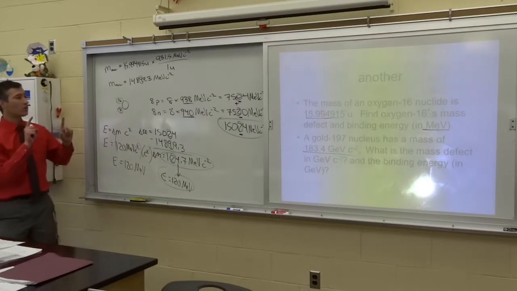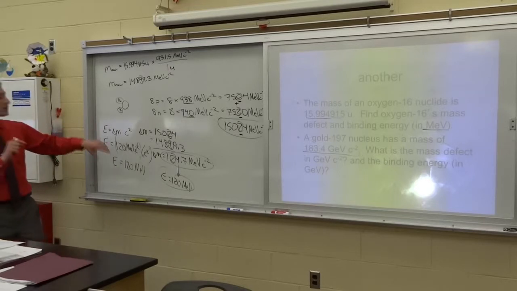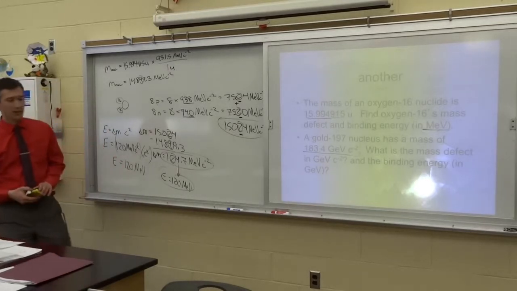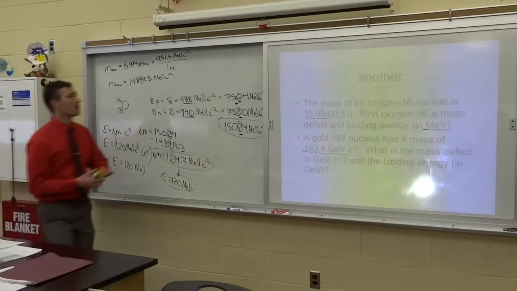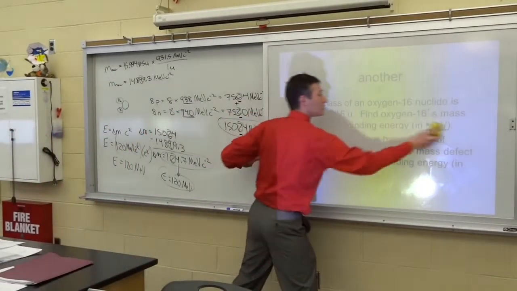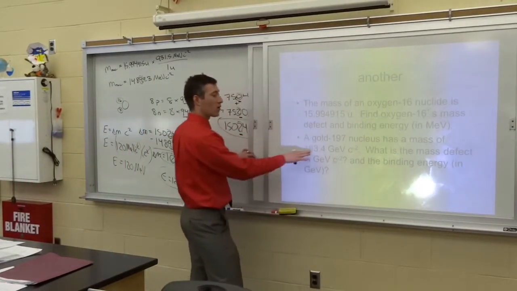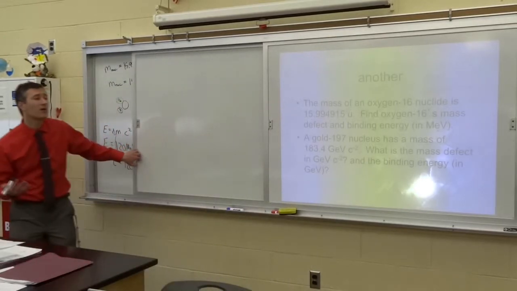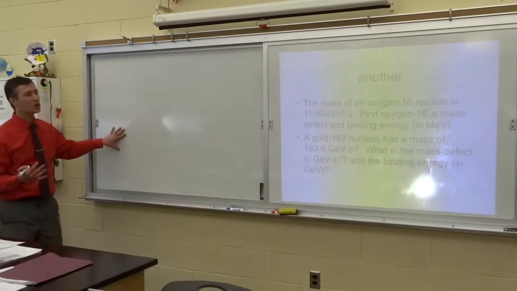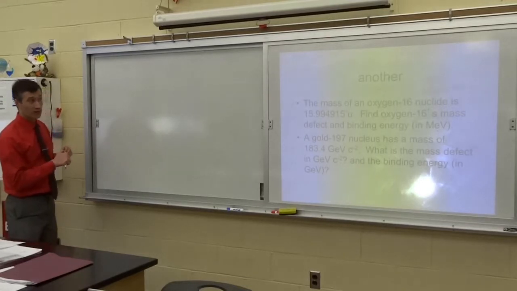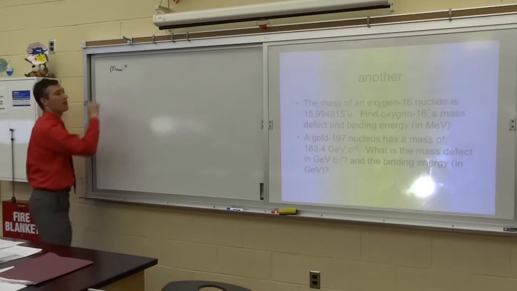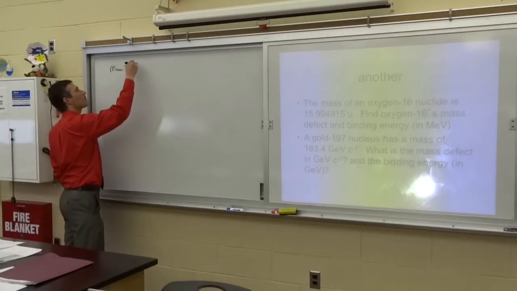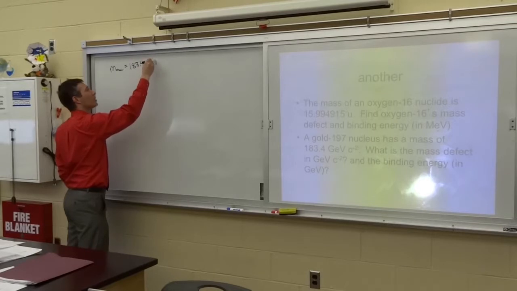All right. Why don't you guys? Well, no. I'd like to do the third one, the gold one, together. Does anybody need more time to process or finish copying anything down? Or any final questions about this one? All right. So the gold one's actually a little easier because the mass of the nucleus is already in. It's not in mega electron volts, but it's in giga electron volts per c squared. So we don't have to start off with that initial conversion that we did for oxygen. All right. So the mass of the nucleus is 183.4 giga electron volts per c squared.